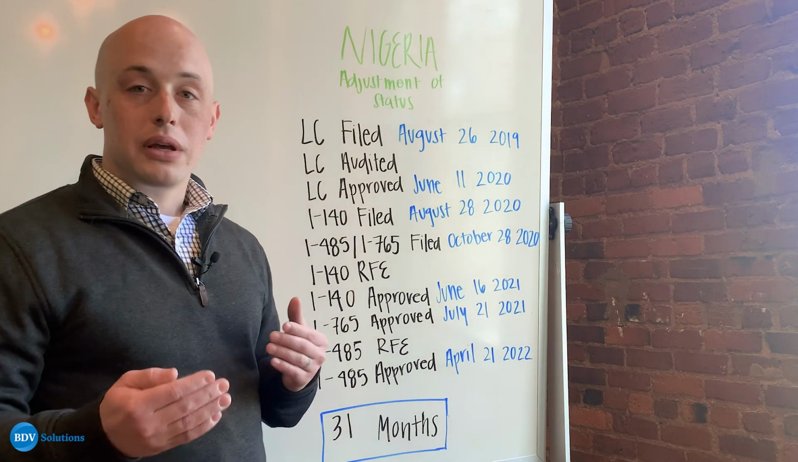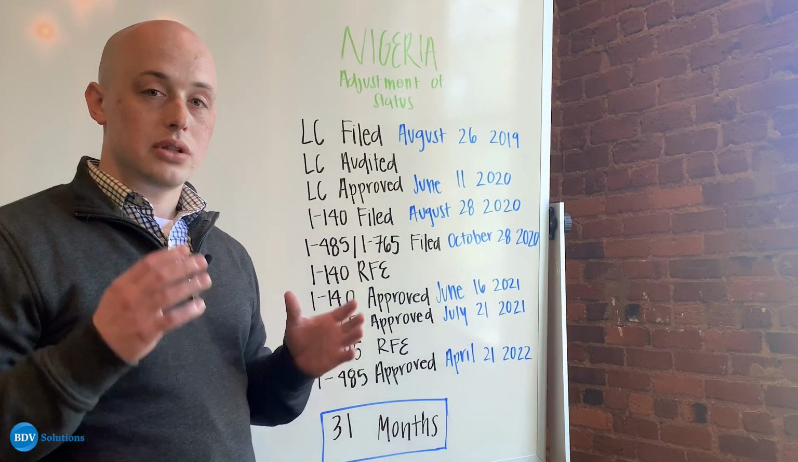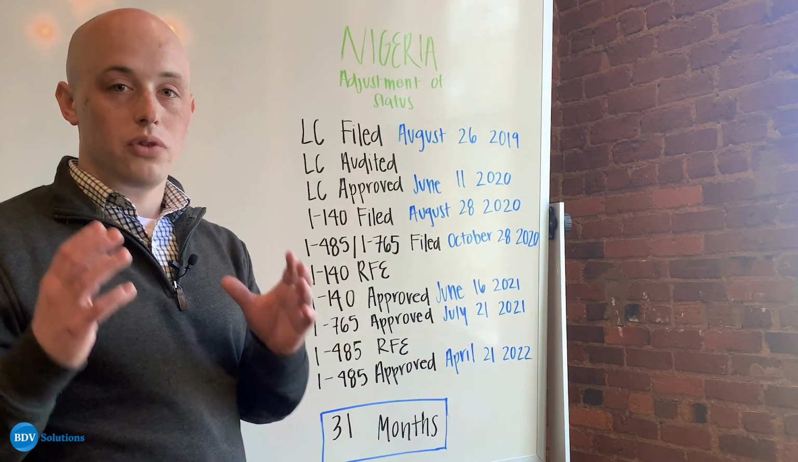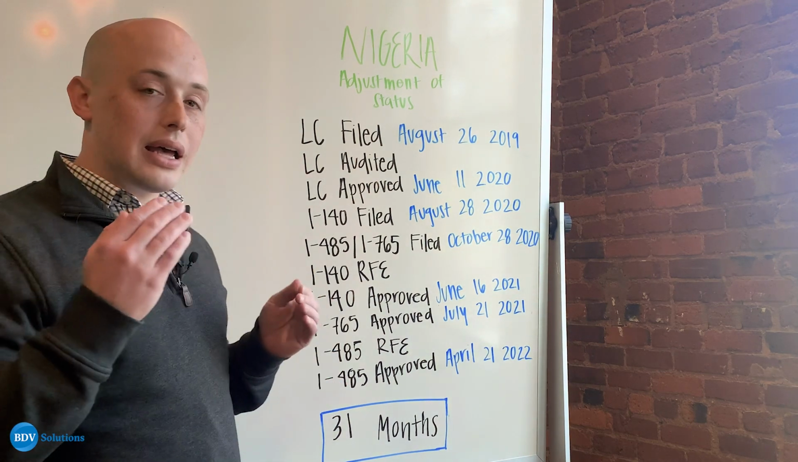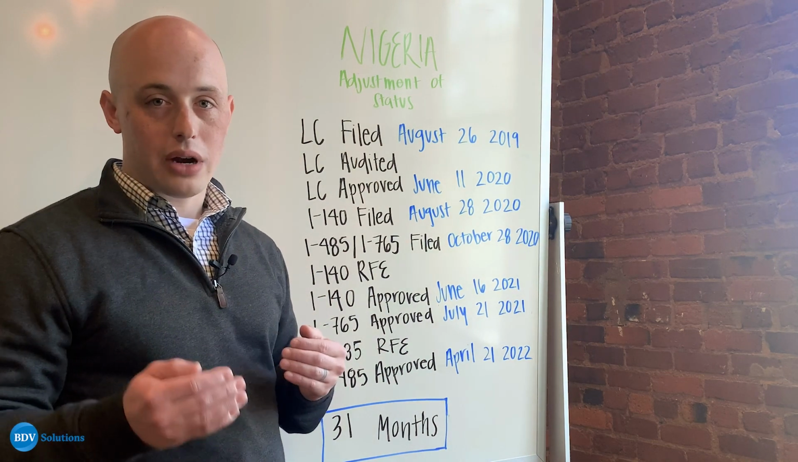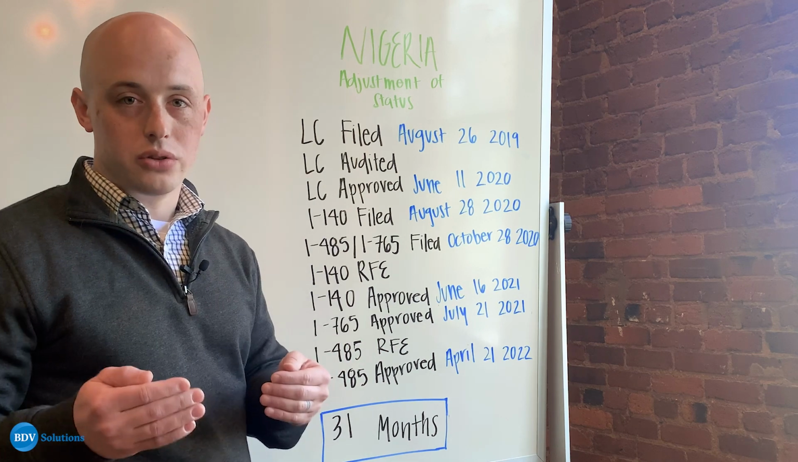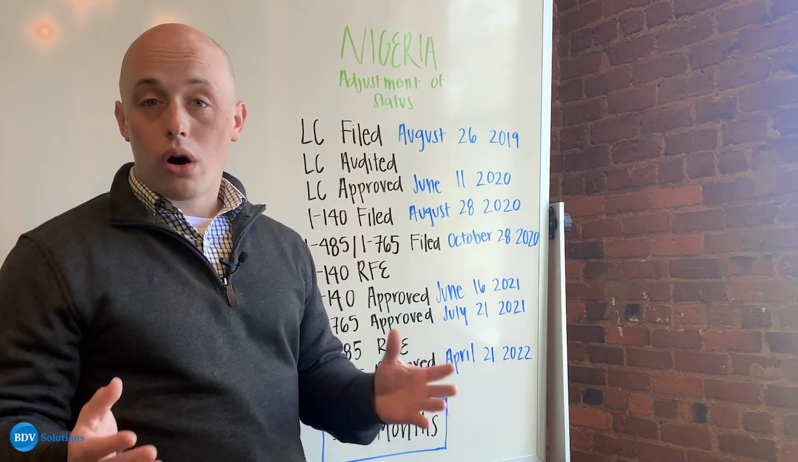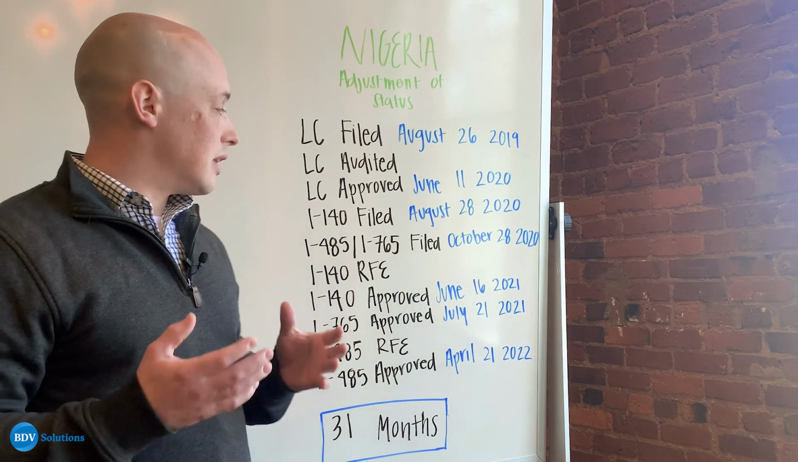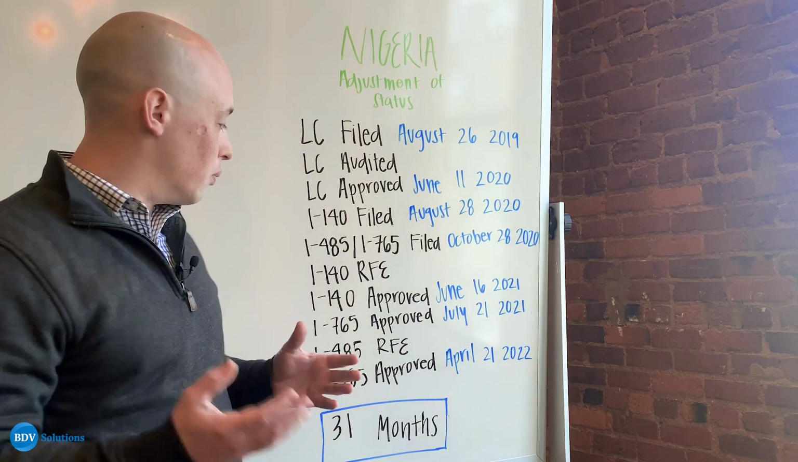And all that's happening here is USCIS, which is the immigration department of the United States government, has some sort of question about your application. They want to see some sort of additional document. It doesn't mean anything is wrong with your application. It just means that they have an additional question they want answered.